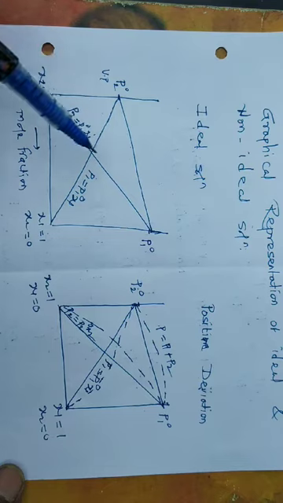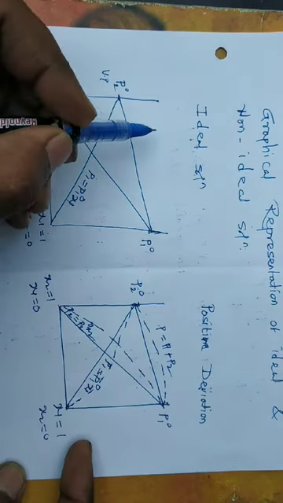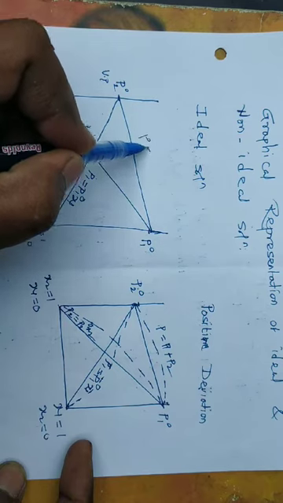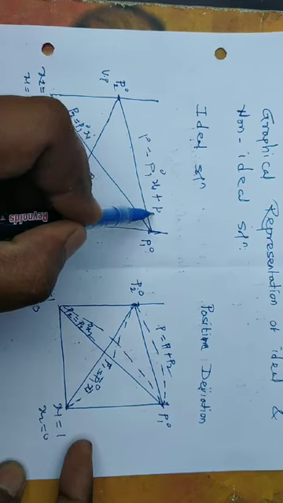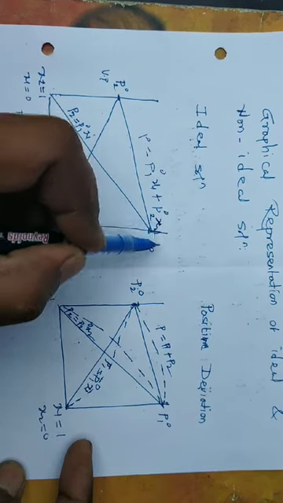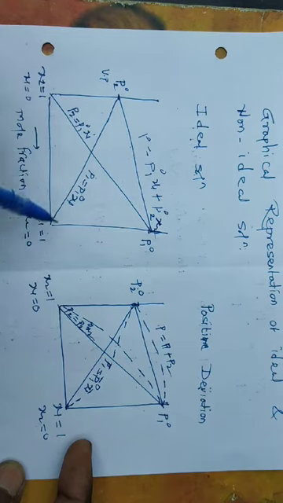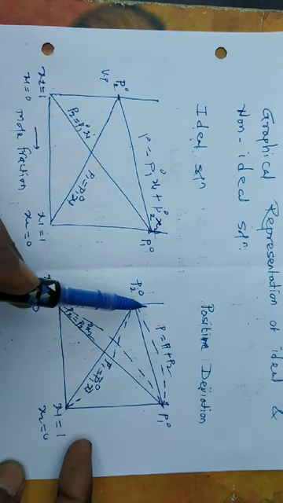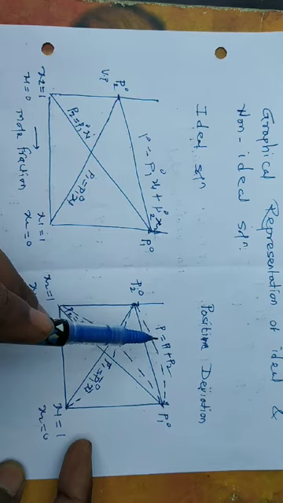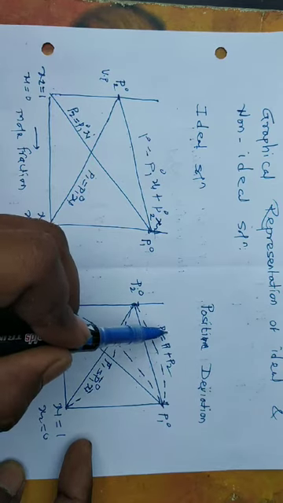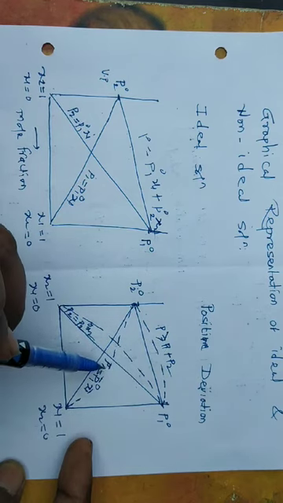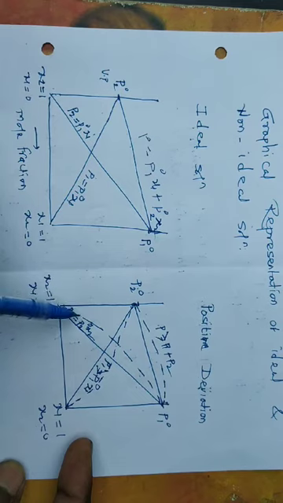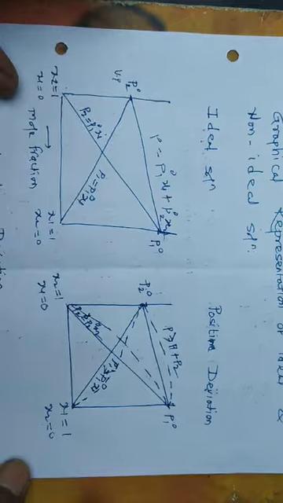So when it is an ideal solution, the total vapor pressure of the solution P is equal to P1 naught x1 plus P2 naught x2. Now for positive deviation, there is an increase, that means P is greater than P1 plus P2, and here P1 is also greater than P1 naught x1. In this case P2 is also greater than P2 naught x2. So mole fractions are represented here.